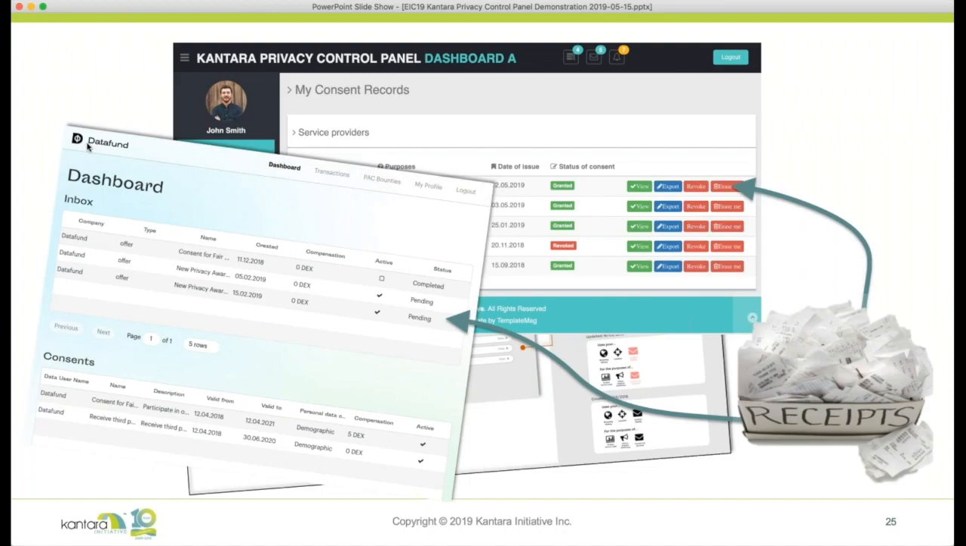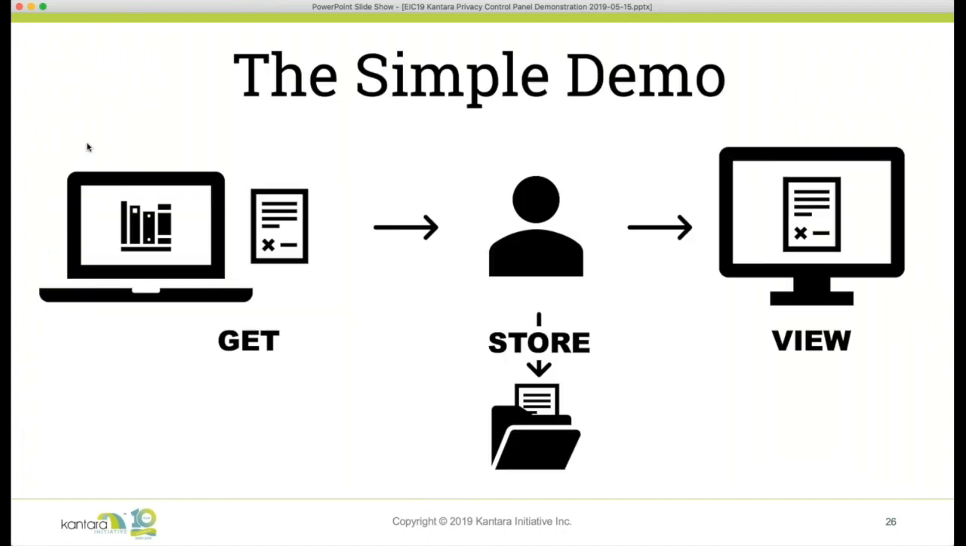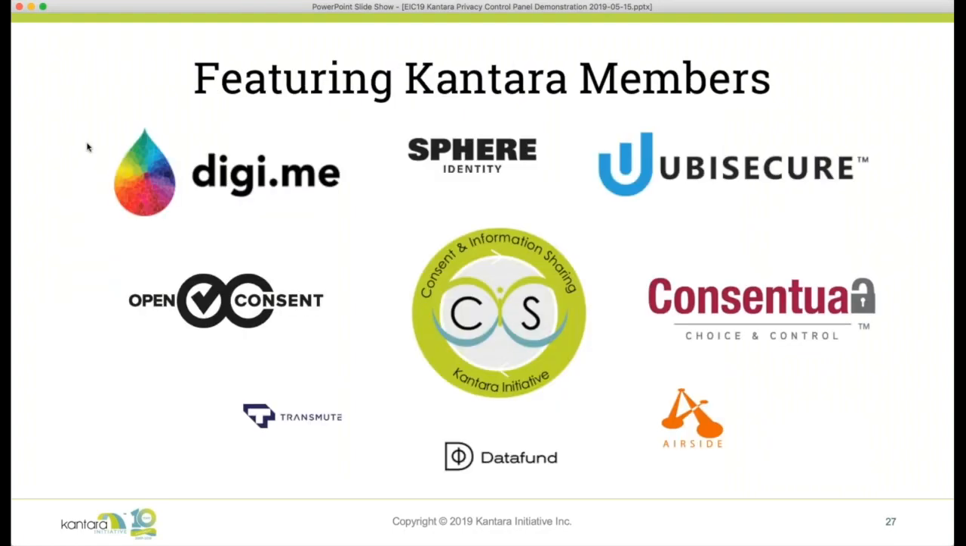My expectation is that over time, this class of software will actually come to exist. Right now, I don't think it exists, but once people have a shoebox full of receipts, then why wouldn't it exist? The demo is very simply: person gets a receipt, stores it, and views it. That's it. These are the products that we're displaying, that we're showing in this presentation. If you have a product and you want to be on the list, we can integrate you into the demo.